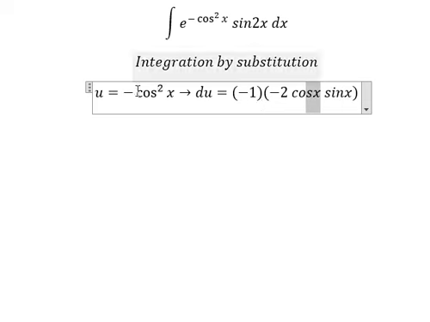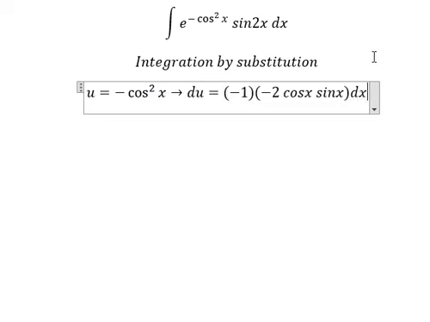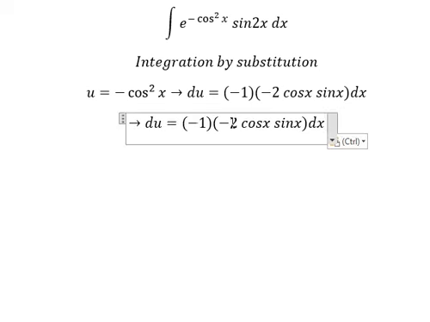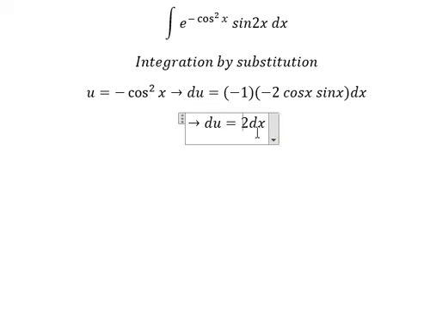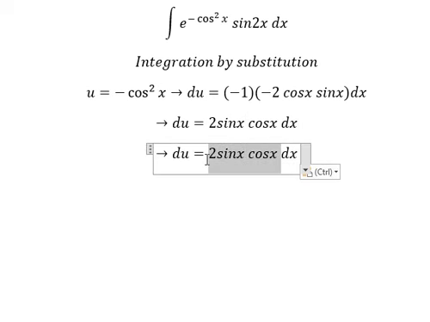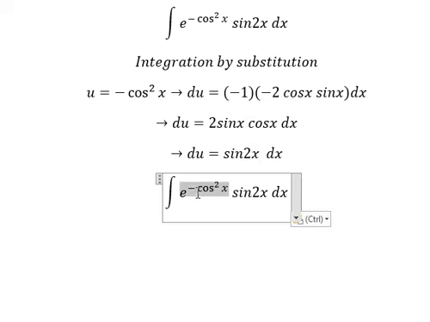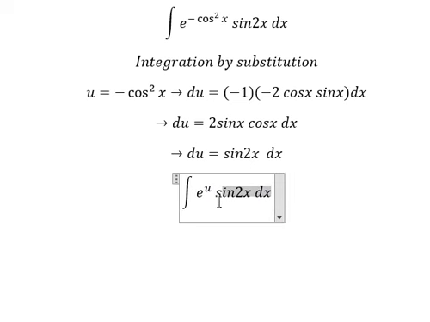After that, this reduces the power from 2 to 1. So negative becomes positive. So 2 sine x cosine x is sine 2x. Next, this one we change to u, and this one we change to du.